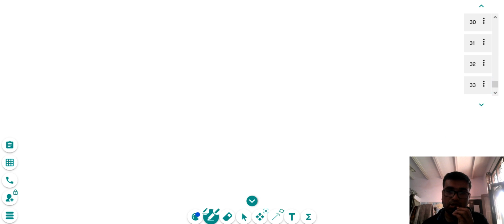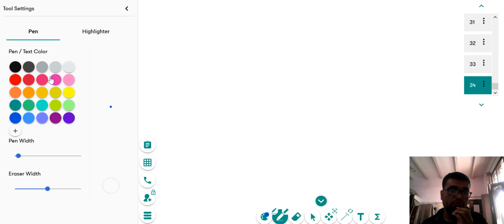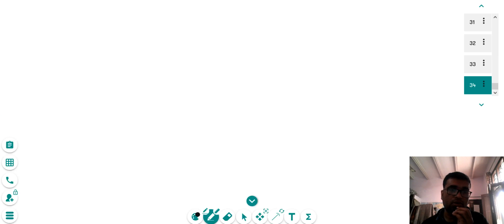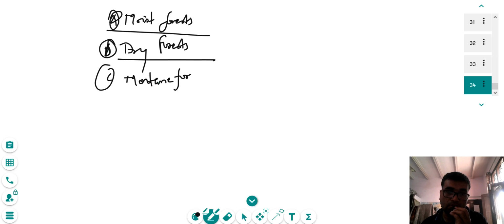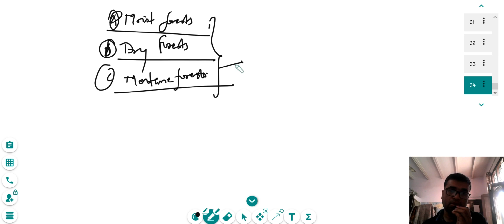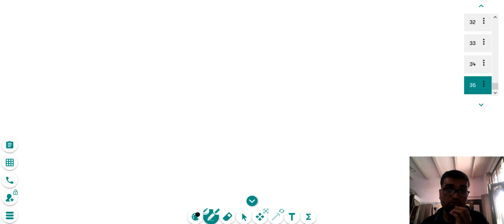So this was the third category that we did. What we have done is the moist forest, then we did the dry forest, right? And the third category that we did is the mountain forest. So these are the three types of forest that we did, right? So let us see the map basically of all these categories of the forest.